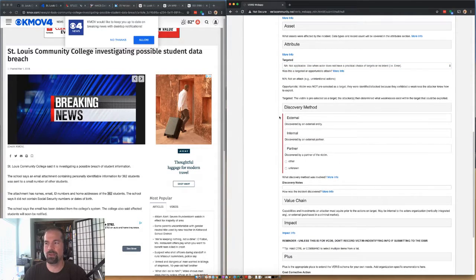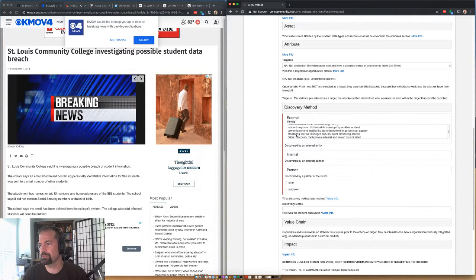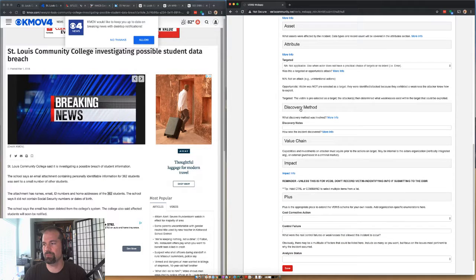Discovery method. And so on discovery method, generally, if there was any indication whatsoever, it would probably go with external, discovered by customer. Because, more than likely that's what happened: they mailed this out and someone emailed them back and said, hey, why'd you send me all this data? But they really don't say here, and so I'm going to skip guessing because there isn't really any indication in any direction.